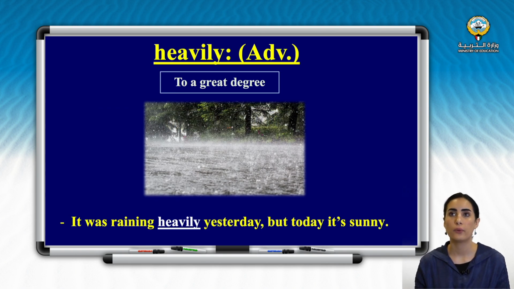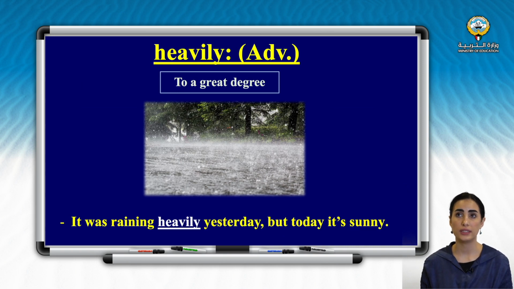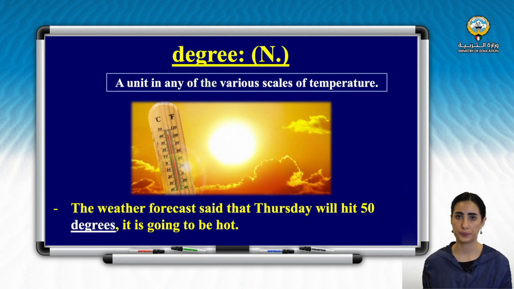Now, moving on to the next word, we have the word heavily. So repeat after me, heavily. What part of speech is heavily? It's an adverb. Excellent. So let's put it in a sentence. It was raining heavily yesterday, but today it's sunny. So as you can see in the picture, it's raining very heavily. So meaning to a great degree.